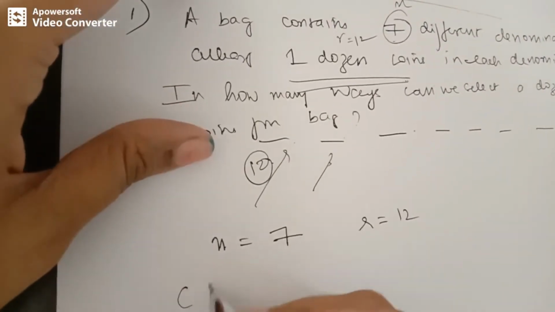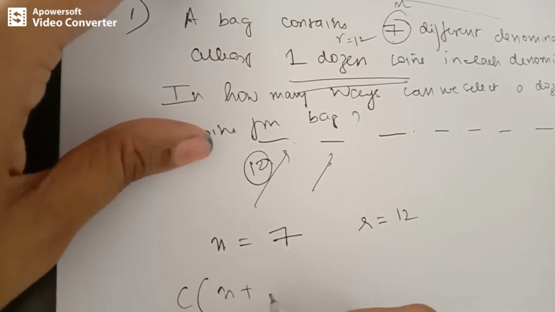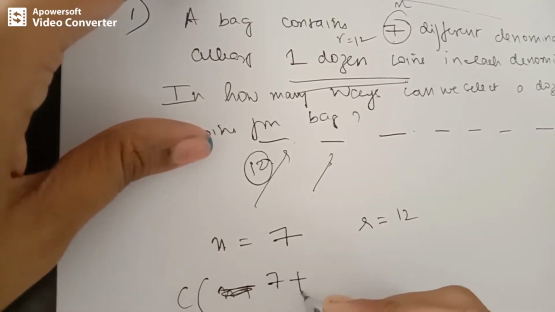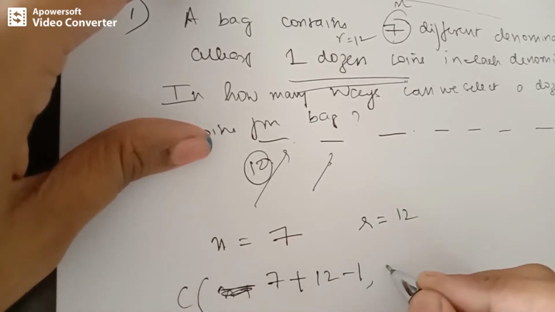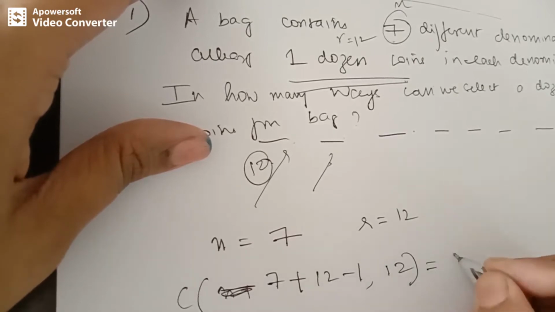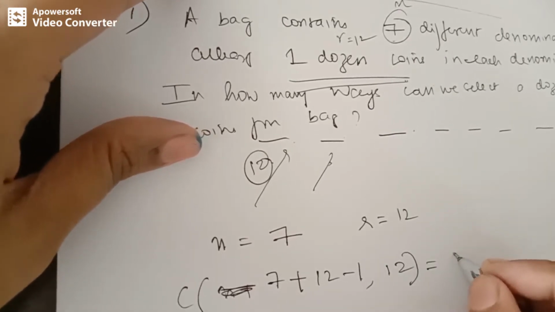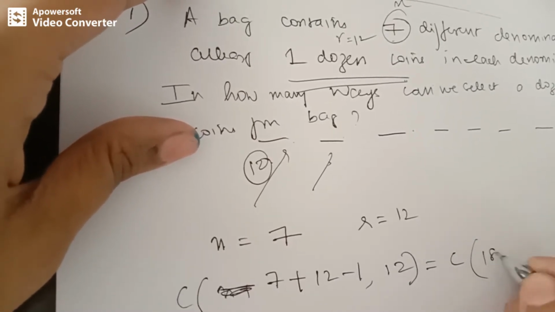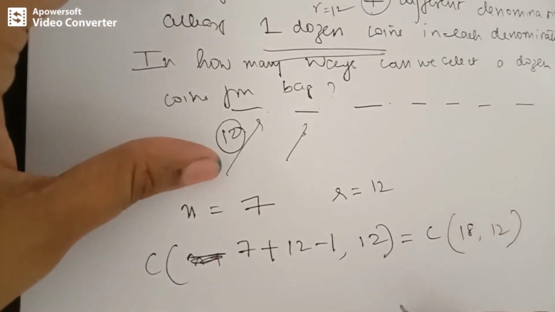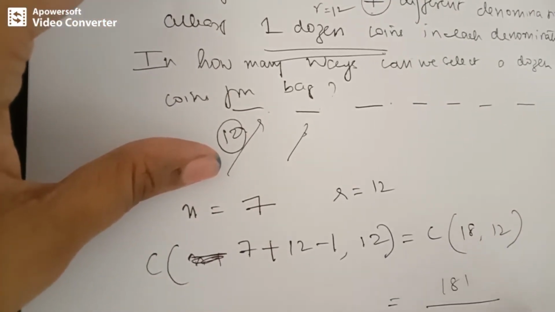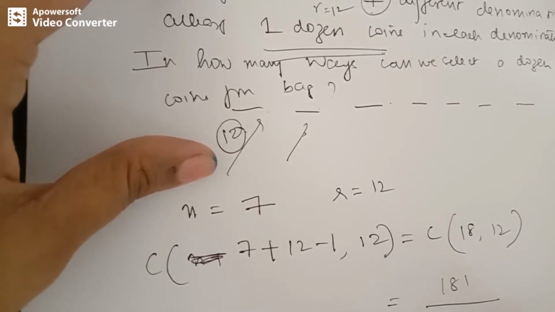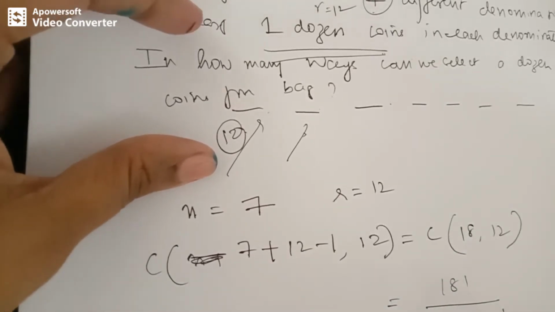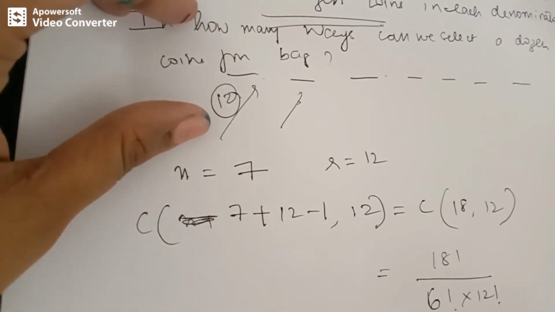and so this can be put into the formula of C of n plus r minus 1 comma r. So what is the value of n? 7 plus r minus 1 comma r. What is the value of r? 12. So we get C of 18 comma 12. What is C of 18 comma 12? Just calculate. It is nothing but 18 factorial by 6 factorial into 12 factorial. So you can calculate and write the answer for this particular question.